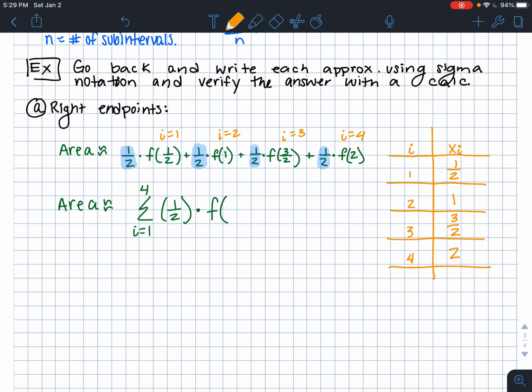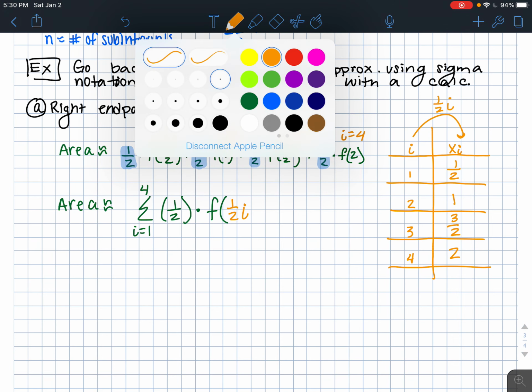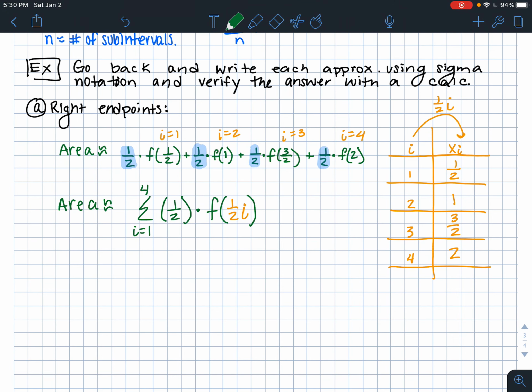This one's pretty easy. When you're finding the formula for your endpoint, because we are doing equal subinterval widths, they're all 1/2 width and you're counting up by 1/2, so it's going to feel really similar to writing the equation of a y equals mx plus b line. If I want to go from here to here, I'm just doing 1/2 times my i value, and I'm getting out my x sub i value. So I'm going to plug in 1/2 times i.